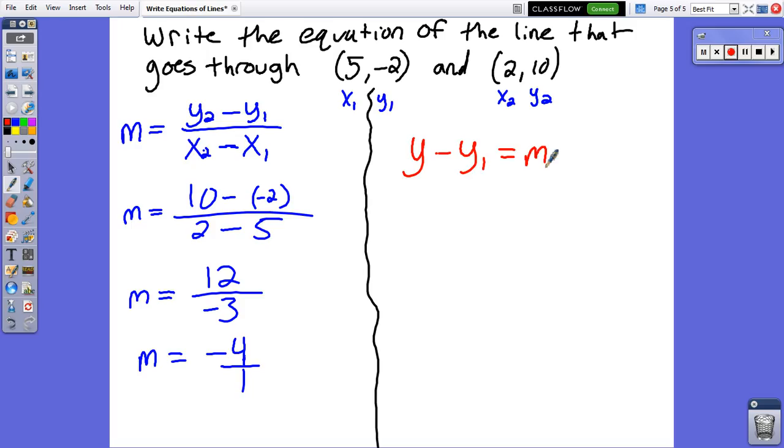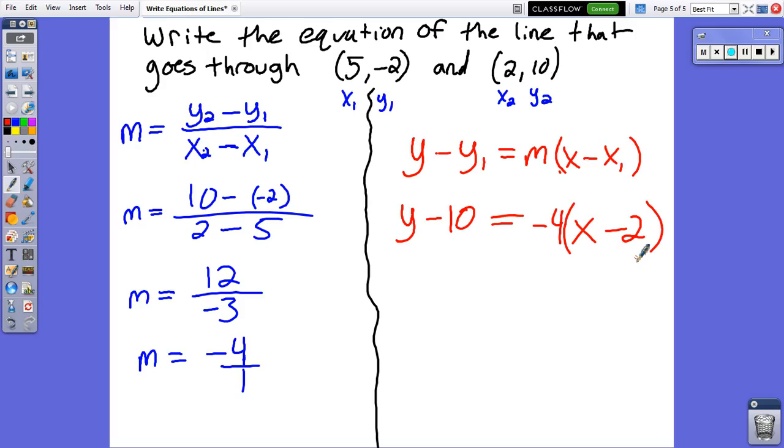which again looks like this. Now you'll notice we have 2 coordinate points, and it actually does not matter at all which one you use. So I'll use the second one. And then the slope, let's see, slope is -4. Then we're going to do -2. So again, you could have used the point 5, -2. Either way of doing that would give you the exact same line.